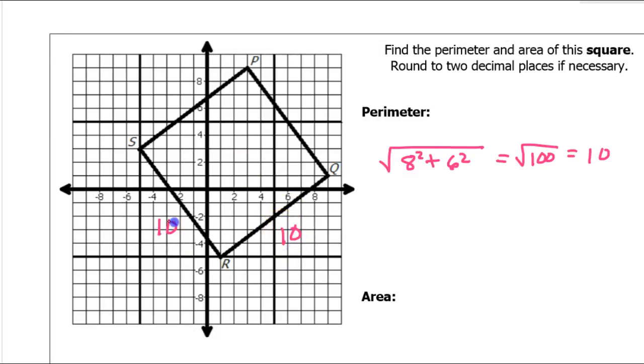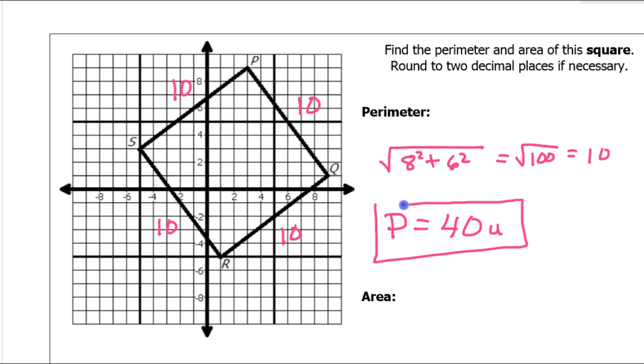So that means all of these are 10, which means that the perimeter is 40. All right, I'll say 40 units to reflect the fact that it is a length. Now, area will be equally easy.